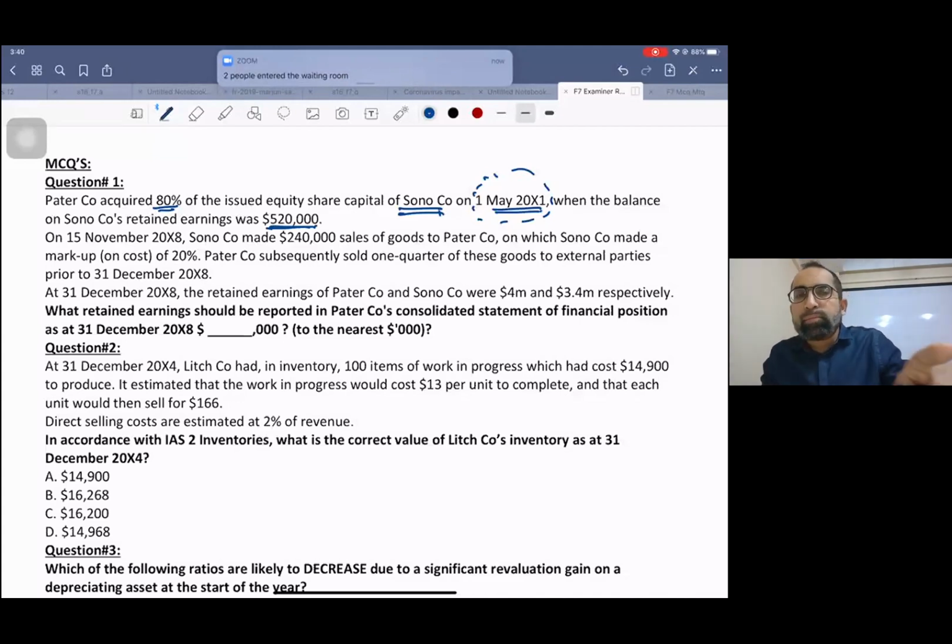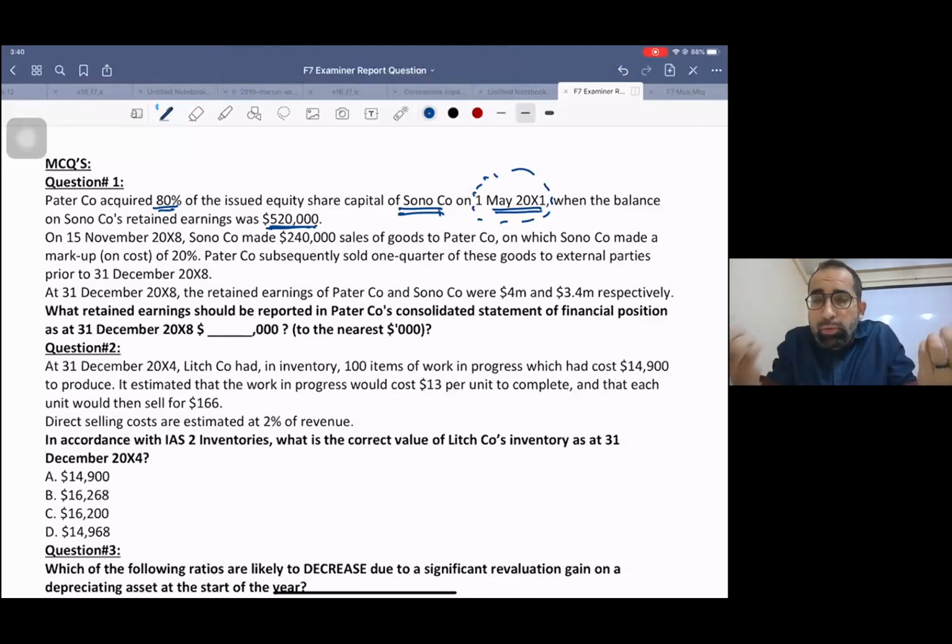And one more thing, as this is the acquisition date retained earning, you cannot calculate S company's post retained earning without this. And S company's post retained earning is important for consolidated reserve and NCI both. For consolidated reserve and NCI both, please.